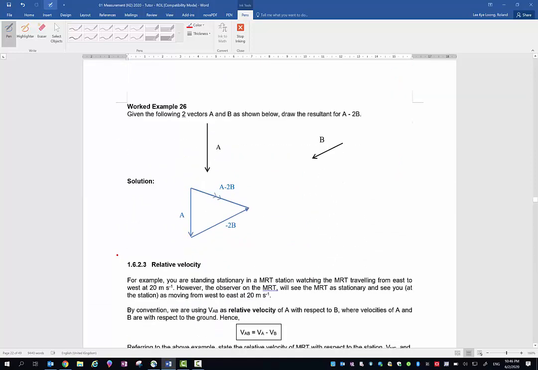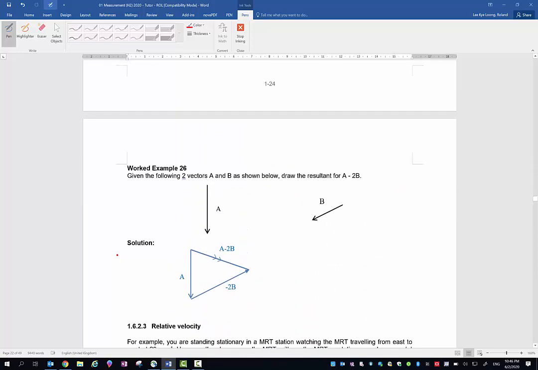Now, this one: given the following two vectors A and B as shown below, draw the resultant for A minus 2B. So this is B. So just make the length of B twice. Okay, A minus 2B. That's what they want.